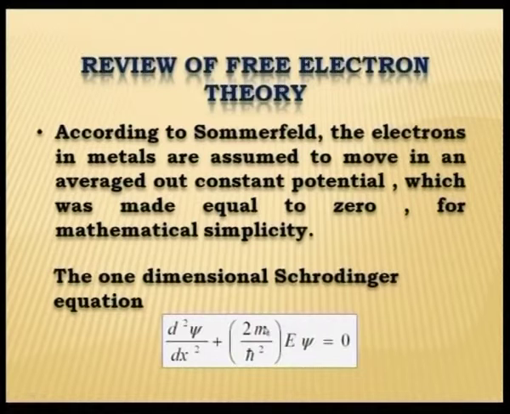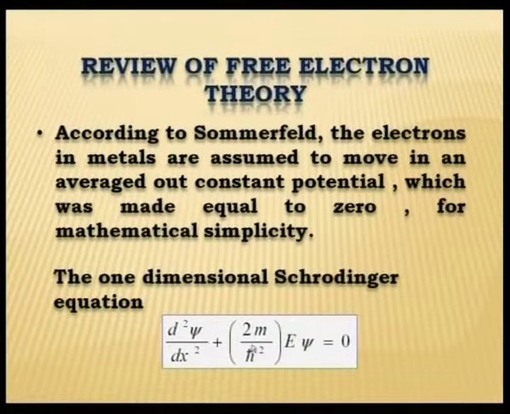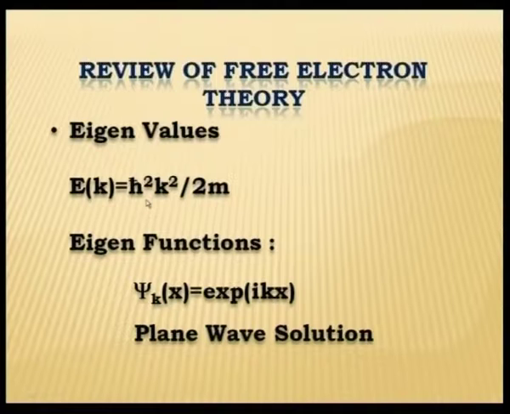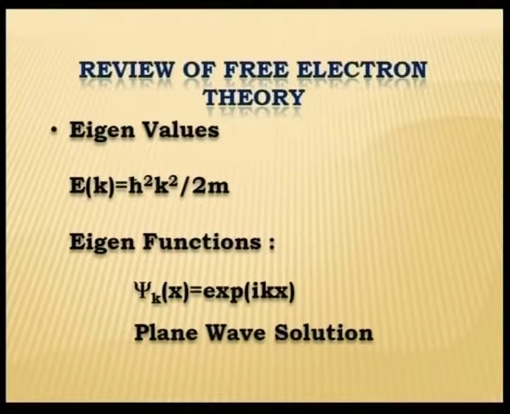For the electrons moving in a metal, we are dealing essentially with Sommerfeld's free electron theory of metals, and we have to solve the Schrodinger equation like this. As I told you, this whole thing 2mE/ħ² can be replaced by k², where k is the wave vector. If you do so, your energy eigenvalues will be ħ²k²/2m. They are the possible energies which can be assumed by the electrons in a metal.